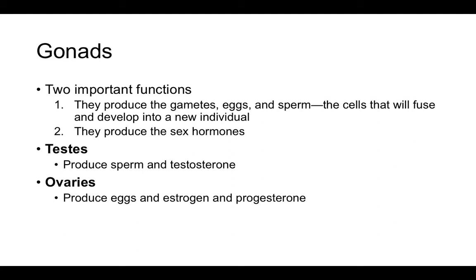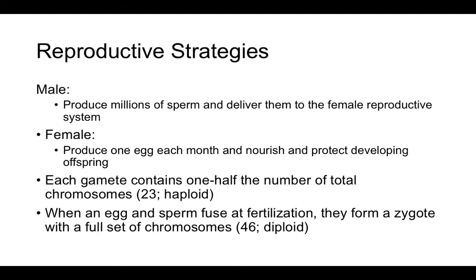And the other thing that these organs do is they produce your major sexual hormones: estrogen, progesterone, testosterone, androgens, just to name a few. Now, again, the testes produce sperm and testosterone. The ovaries produce eggs, estrogen, and progesterone.